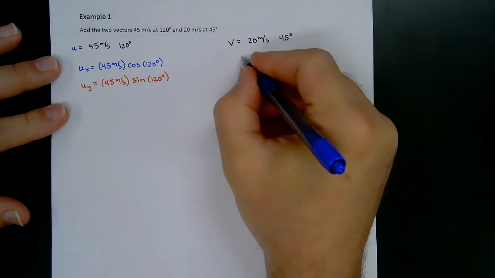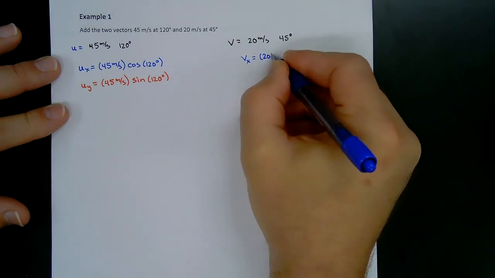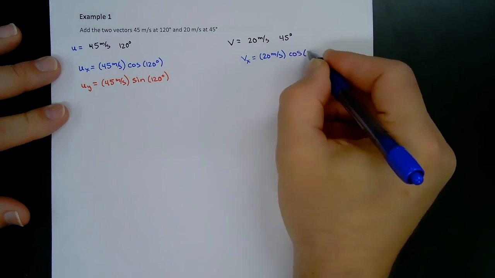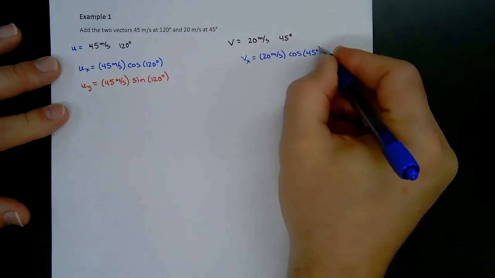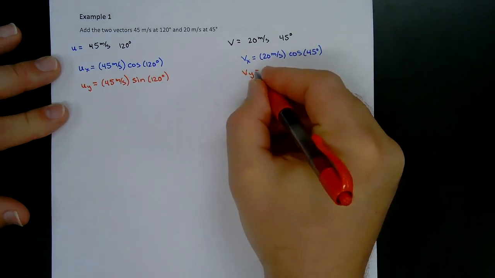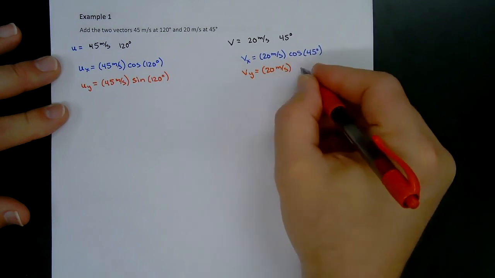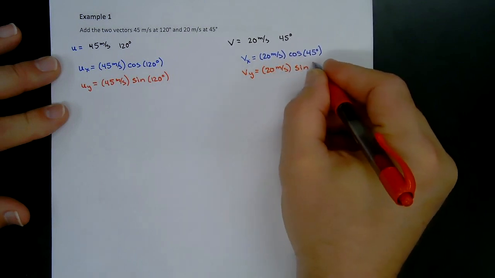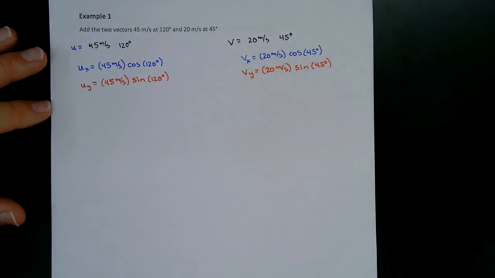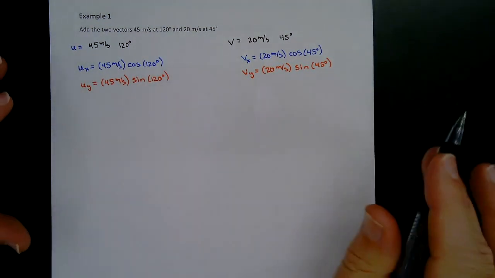Okay, so V sub X is equal to 20 meters per second cosine of 45 degrees. And then the vertical component V sub Y is 20 meters per second sine of 45 degrees. I don't want to put this in the calculator yet, all right?